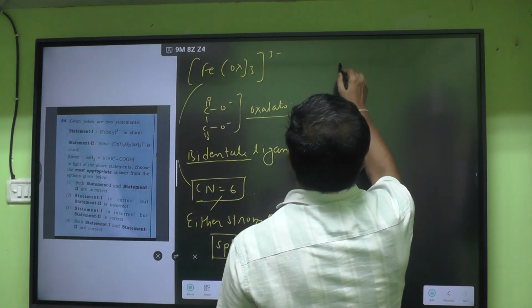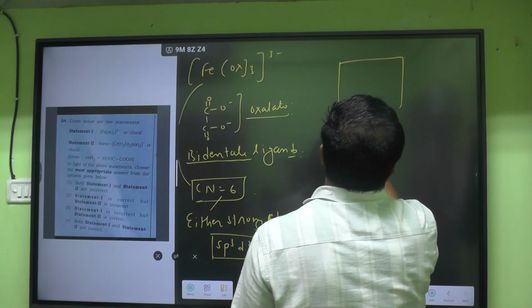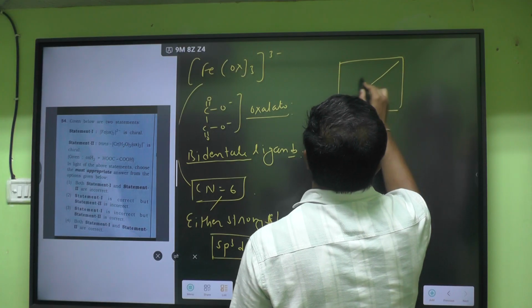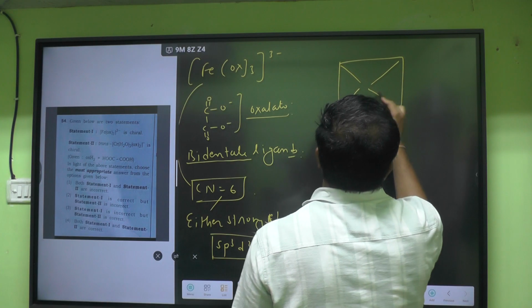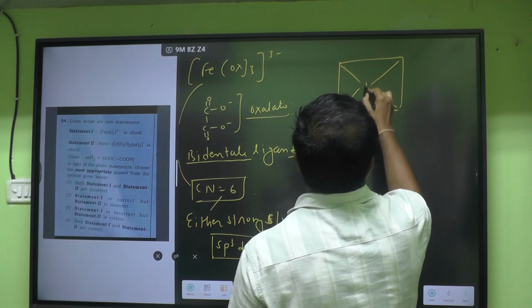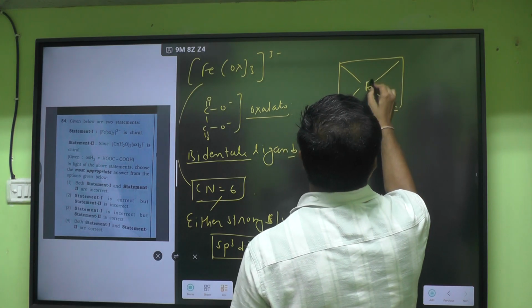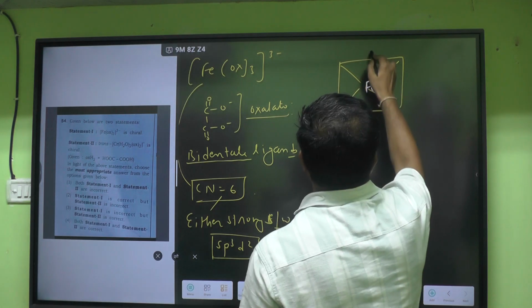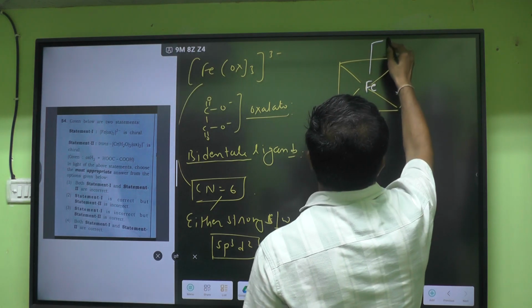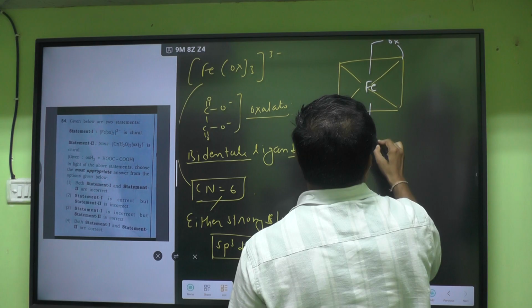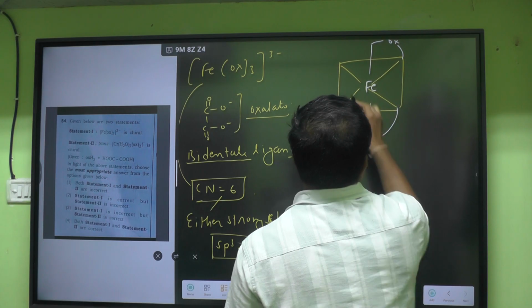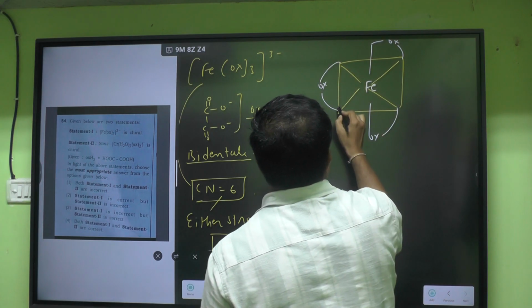Okay, so draw the cis form. Everyone knows that in octahedral geometry, ligands never attach at 180 degrees. Now here the Fe metal is present. Here the oxalato ions are present. Three oxalate ions, OX, are present here.